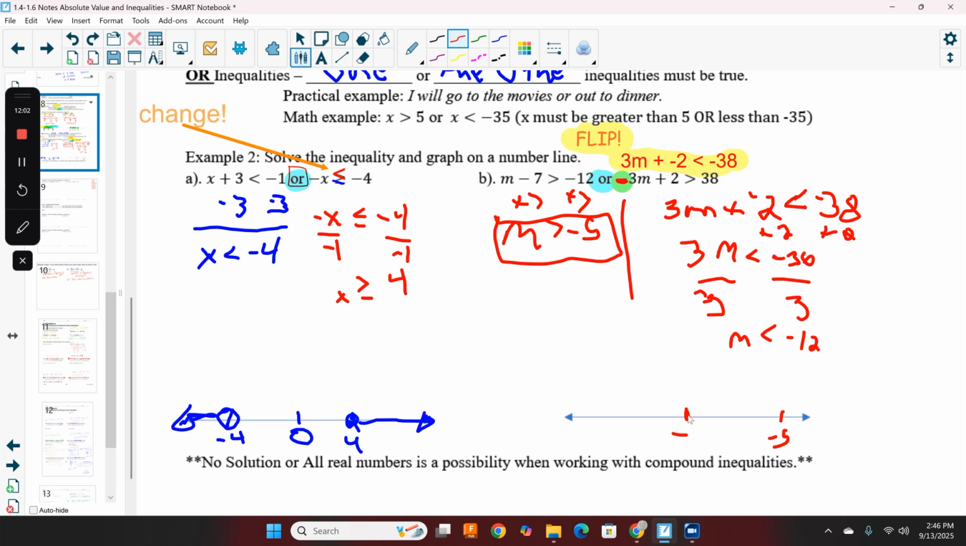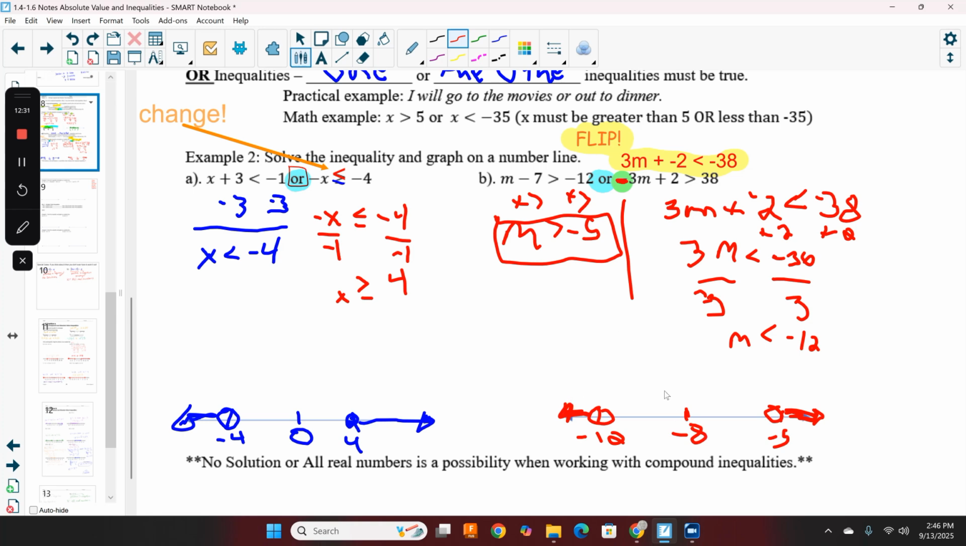Here's negative, let's say negative 8. And then negative 12 is like down here somewhere. So greater than negative 5, that will be an open circle on 5, and that's going to shade going to the right. Okay, and then less than negative 12, that's going to be an open circle on negative 12, and that's going to shade going to the left.